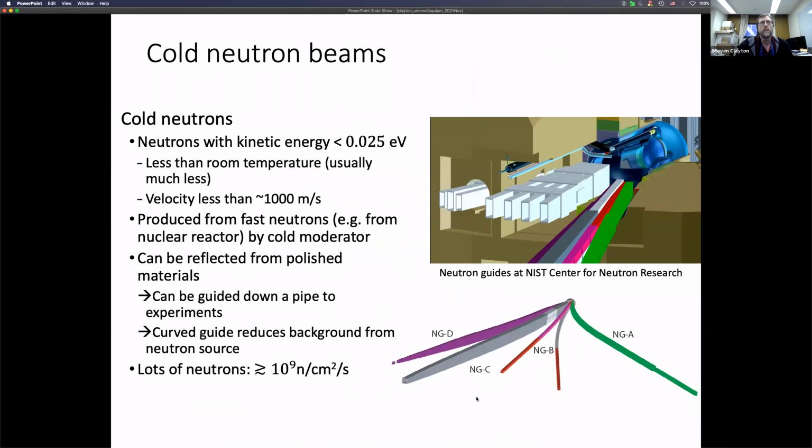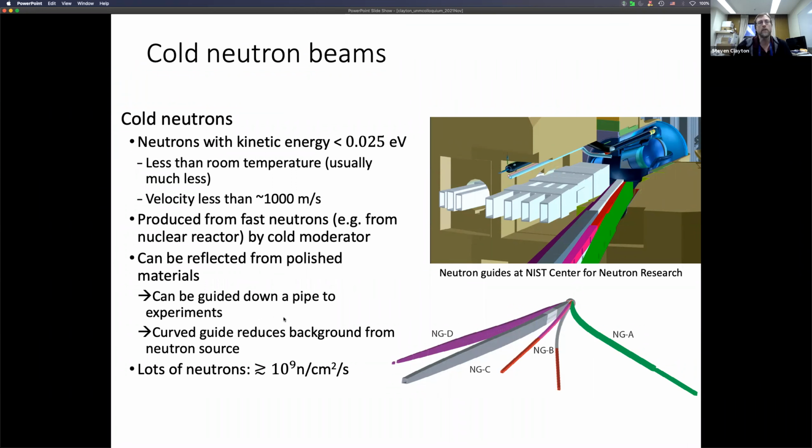Okay, these all start with these cold neutron beams, which can be quite intense, and these are neutrons with kinetic energies less than thermal room temperature, basically, typically quite a lot less, like 20 or 40 Kelvin. They're produced from fast neutrons and then moderated down to the cold moderator. The nice thing about them is they can be reflected from polished materials, and so you can guide them down a pipe basically to your experiments.